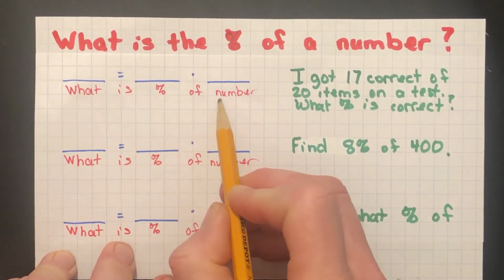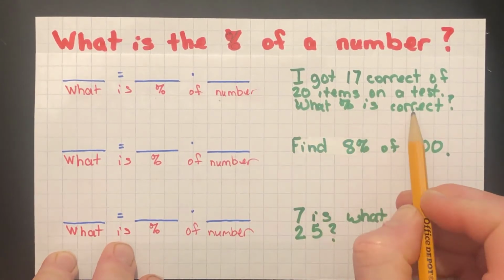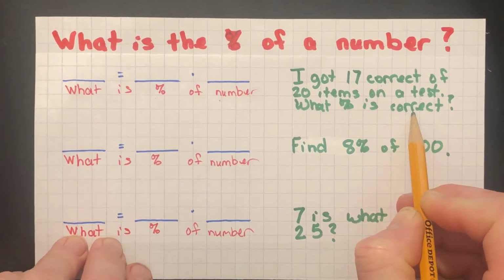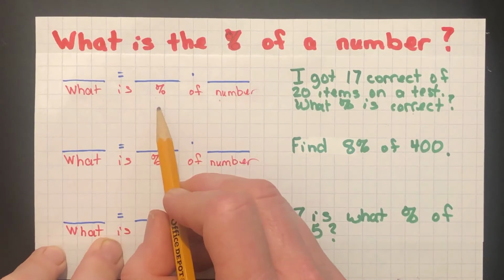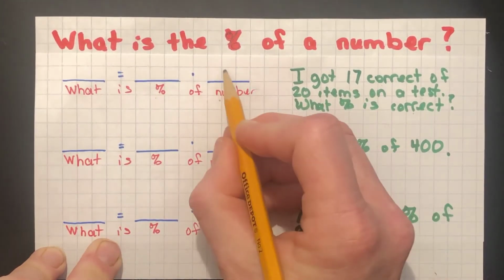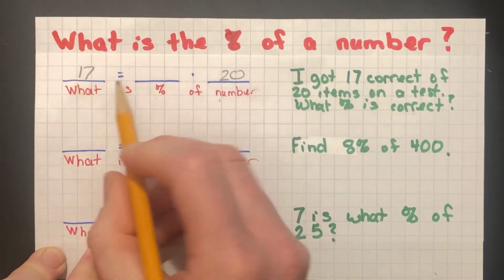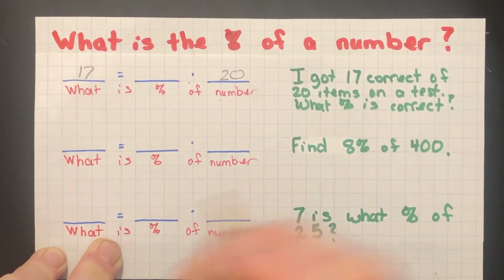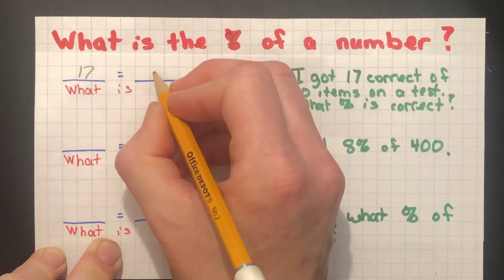What is percent of number? I got 17 correct of 20 items on a test. What percent is correct? She wants to know her grade. So, what is percent of number? So, the whole number is 20. I want to know the percent. 17 is what percent of 20? So this is what I don't know. I'm going to say, I don't want to use T. I'll put C for correct.